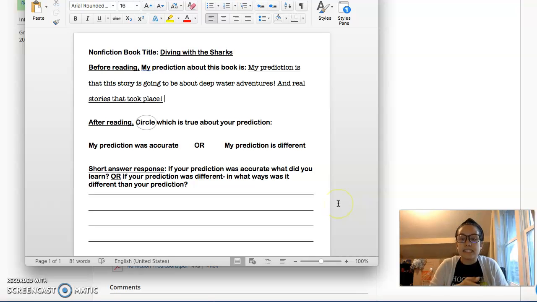Okay, so now I'm going to go ahead and start reading some of the text. I'm not going to read the whole book because that would be a lot. But I just want to give you a little snippet of some of my thinking work for it.